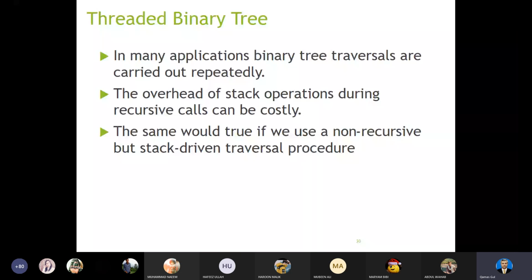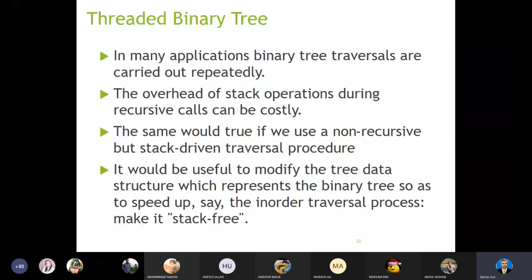सो आप अगर रिकर्जन यूज करें या नॉन रिकर्सिव स्टैक ड्रिवन ट्रेवर्सिंग प्रोसीजर अप्लाई करें, then it is costly in both ways. So this is one of the drawbacks of the traversing techniques that we have studied for the binary trees. These are the drawbacks. Keep remembering them.